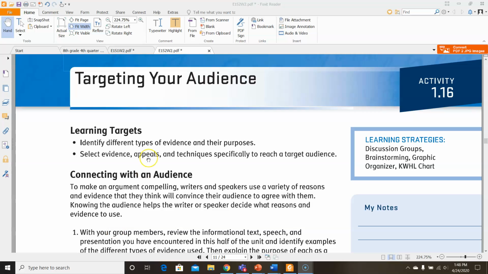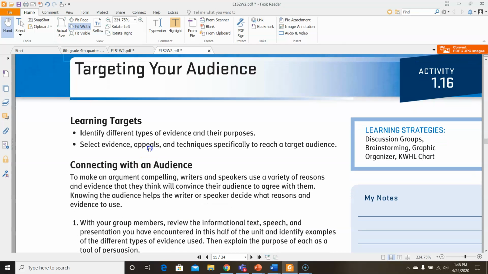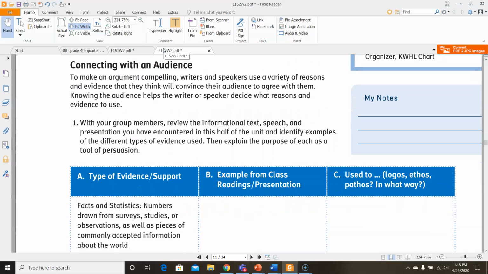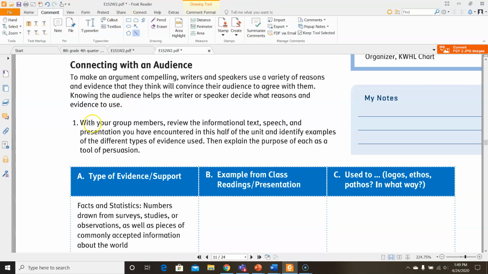To make an argument compelling, writers and speakers use a variety of reasons and evidence that they think will convince their audience to agree with them. Knowing your audience helps the writer or speaker decide what reasons and evidence to use. So, what we are going to do is review the informational text, speech, and presentation that we've encountered in this half of the unit and identify examples of the different types of evidence used. Then we're going to explain the purpose of each as a tool of persuasion.